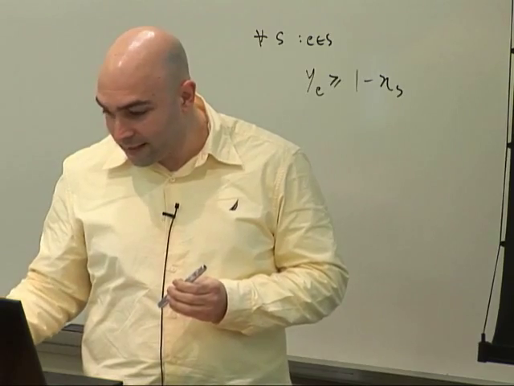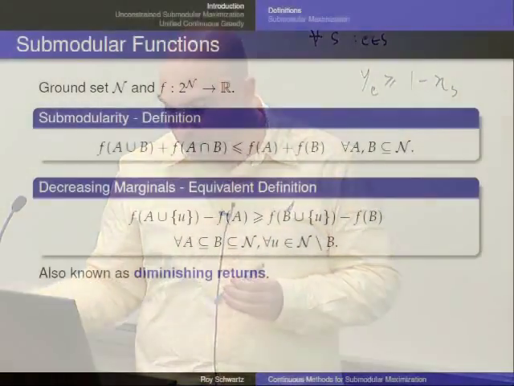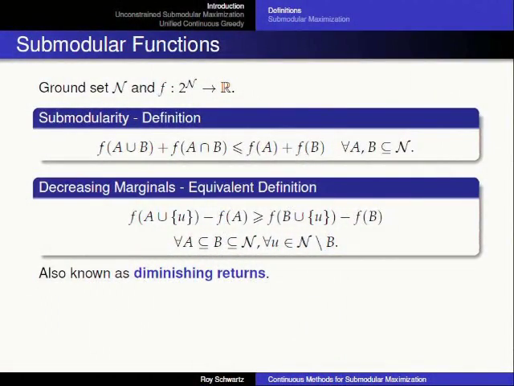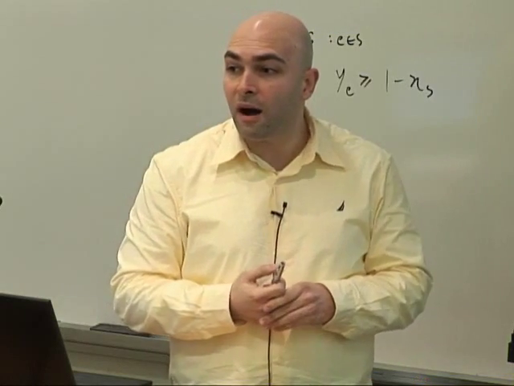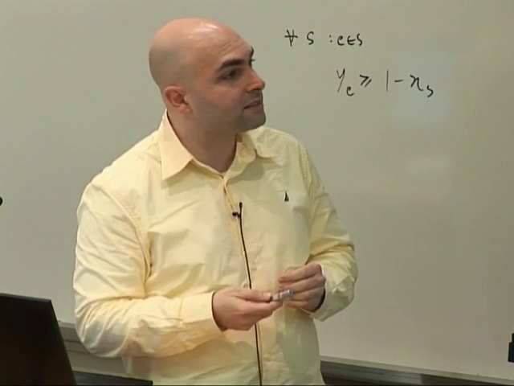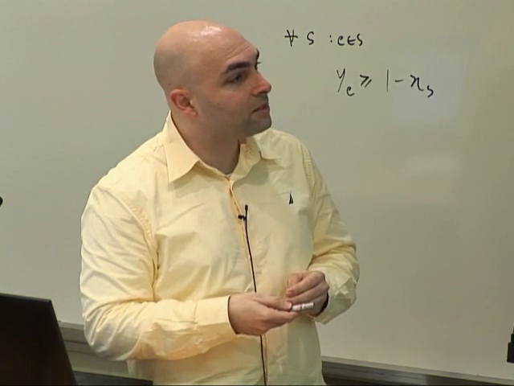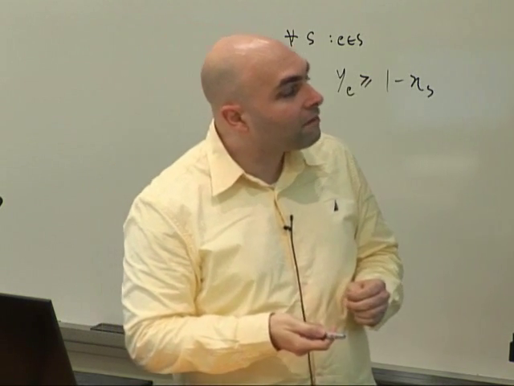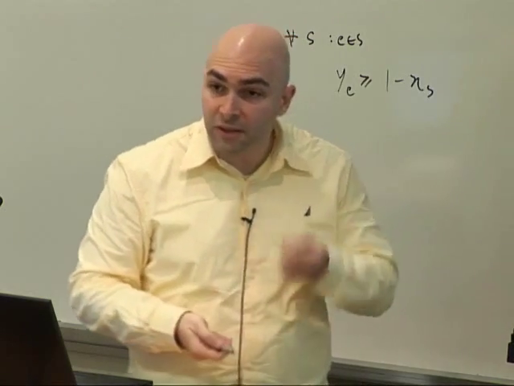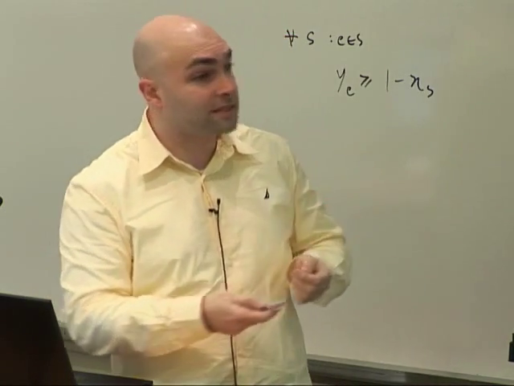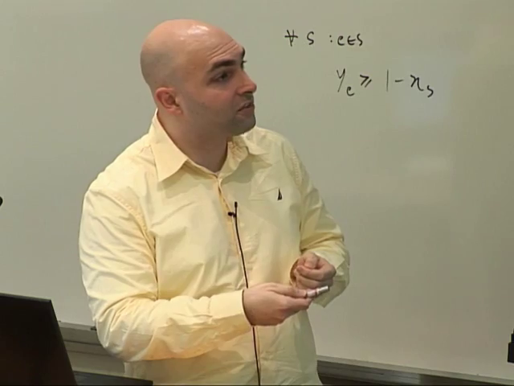Luckily, there's an equivalent definition which is much more intuitive, and it uses what is called decreasing marginals. So what is a marginal of a set? If you have a set A and an element u, the marginal value of the element is just the change in the value of the function once you add the element to the subset. As you can see here, the change in the value of the function.